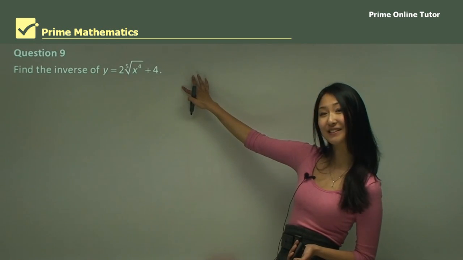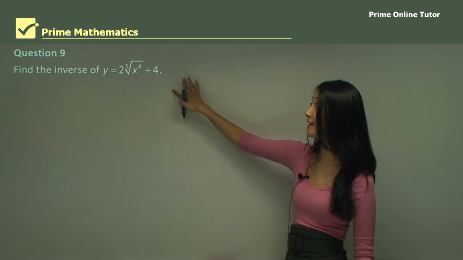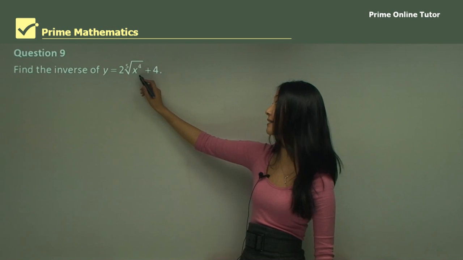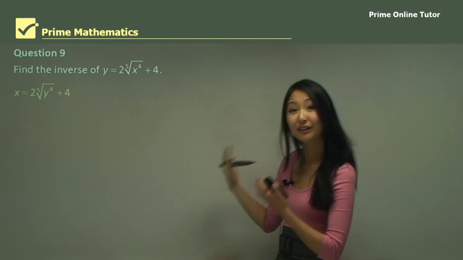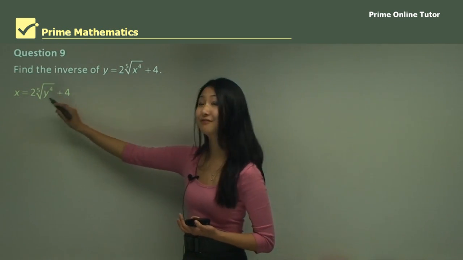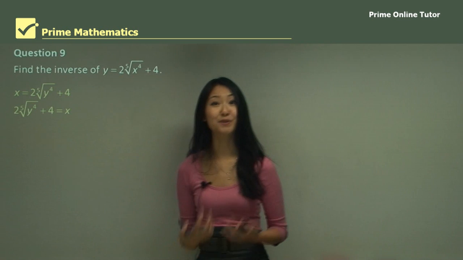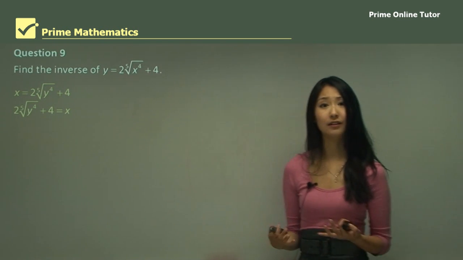Okay, so here's something that looks a little bit more complicated. We want to find the inverse of the function y equals 2 fifth root of x to the power of 4, plus 4. So as we always do, all we need to do is switch y for x. Let's put all of this onto the left-hand side because we want to make y the subject. And we just work through things slowly, okay?